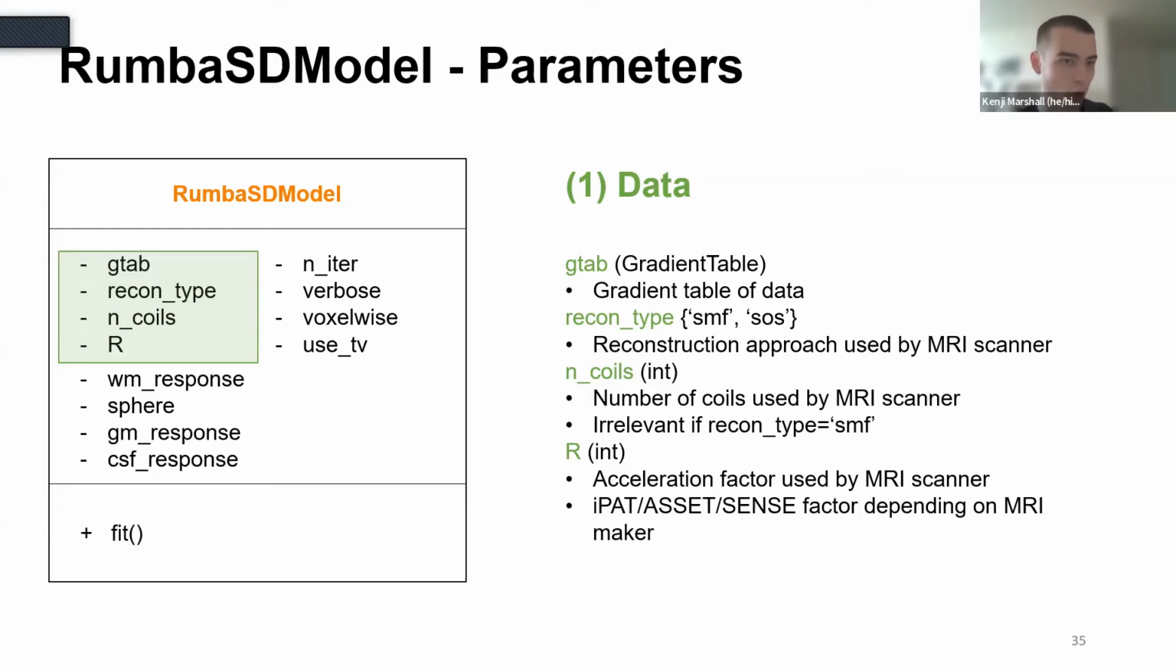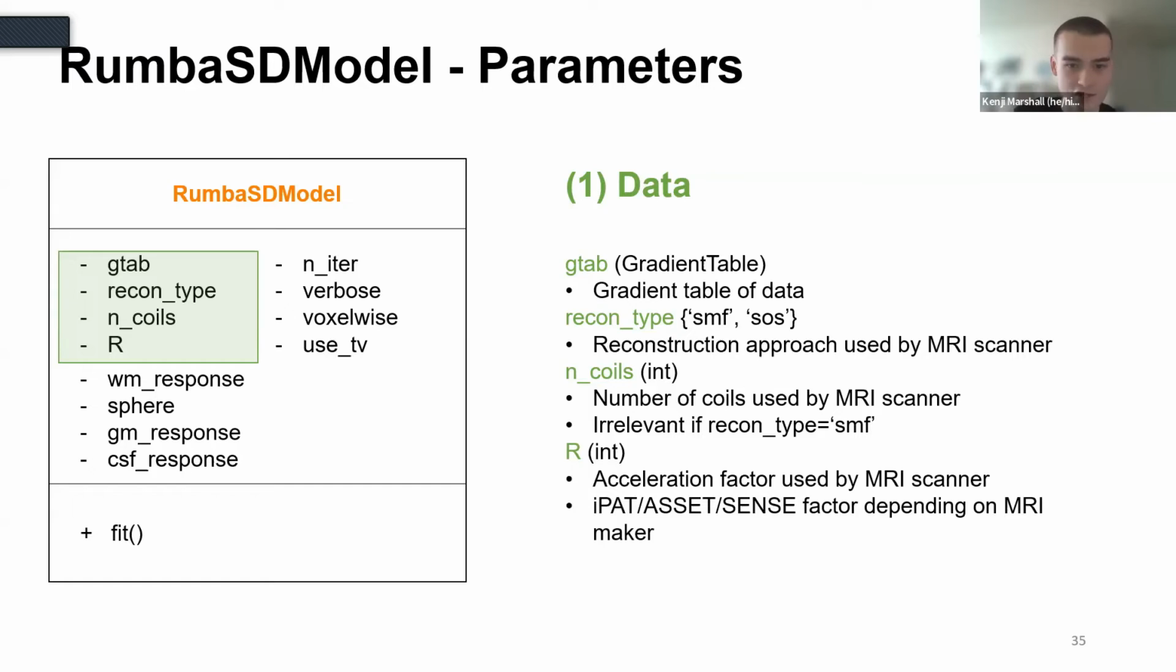Next is the number of coils. You'll remember that this is a parameter in the non-central chi likelihood formulation. So it's important to know. One thing though, as you remember, in the Rician likelihood, number of coils was not one of the parameters. And so this parameter is ignored if you have an SMF reconstruction type, and you can just leave it at the default value, which is 1.